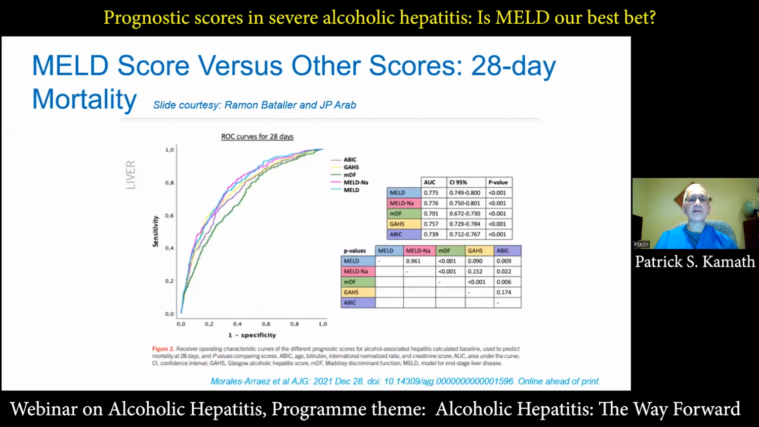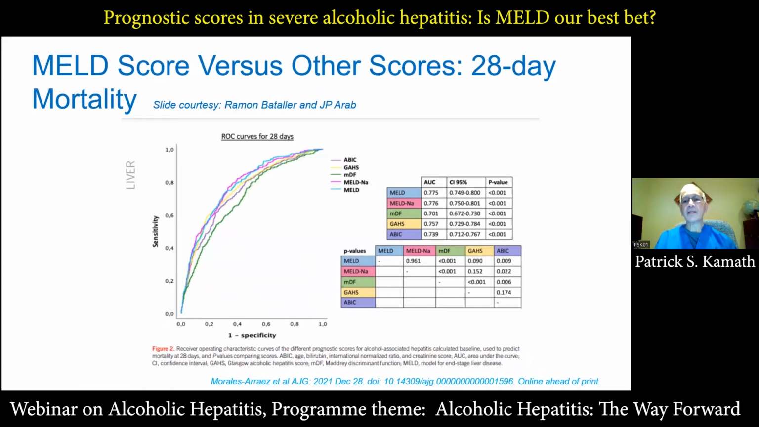And here are the data from the study. Again, my thanks to JP for allowing me to use this slide. So these are the different colors telling you the scores. ABIC, that's age, bilirubin, INR, creatinine, Glasgow score, MDF, MELD sodium, and MELD. The area under the curve, and the p-values when you compare across scores. So MELD and MELD sodium, no difference. MELD better than MDF, better than Glasgow score, and close to significant, but not statistically significant, better than the ABIC.